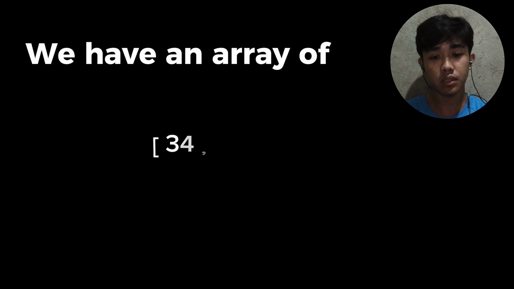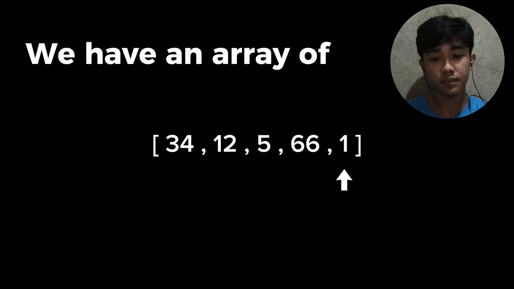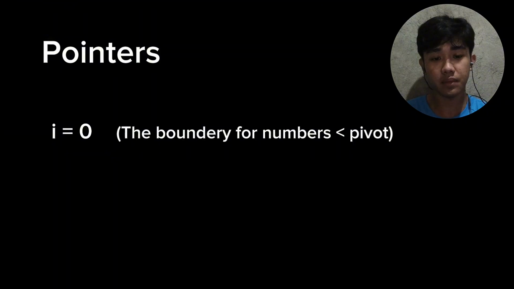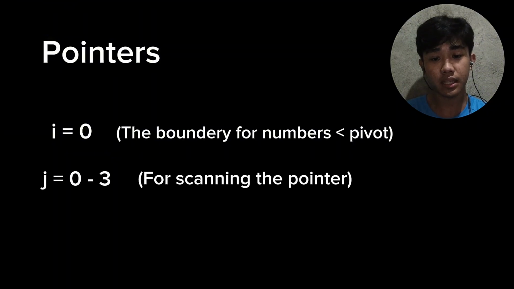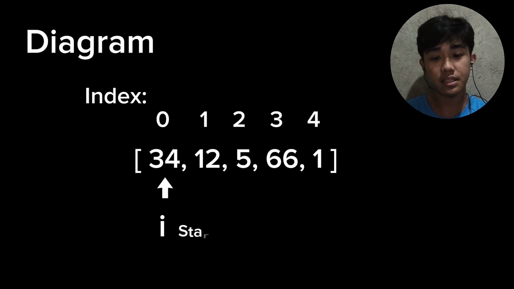We have here the initial setup before partition. Let's say we have an array of 34, 12, 5, 66, and 1. The pivot will be the last element, which is 1. Next, the pointers. I is equal to 0, where the index starts, the boundary for numbers that are less than the pivot, and j is for scanning. J will start at index 0, moving forward. Next, I will show you the diagram for a better understanding of where I, j, and the pivot start.